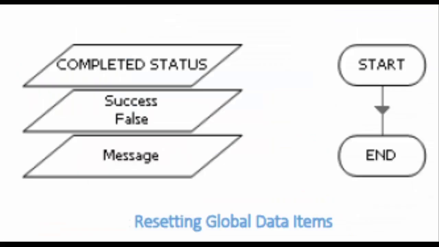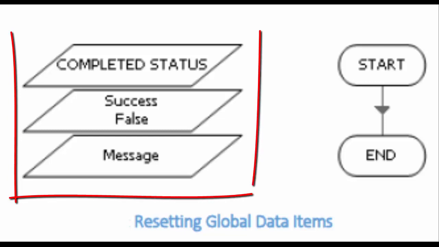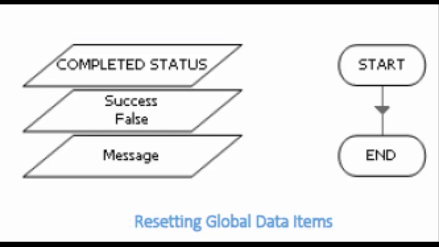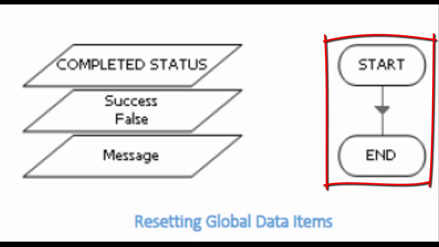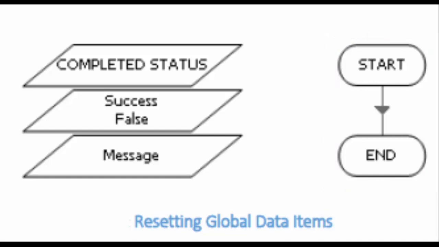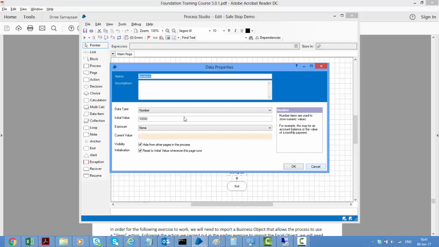One way you can use this: say you have some global data items, and you place those global data items on a single page, and that page does nothing. You simply link your start stage to the end stage, and you uncheck that checkbox. This will ensure that the global data items are put back to the initial values simply by running the reset page.